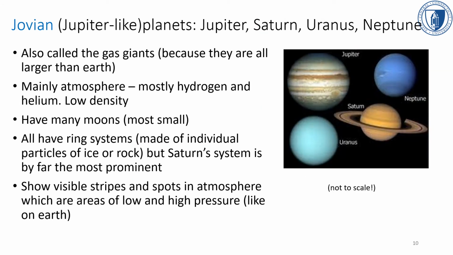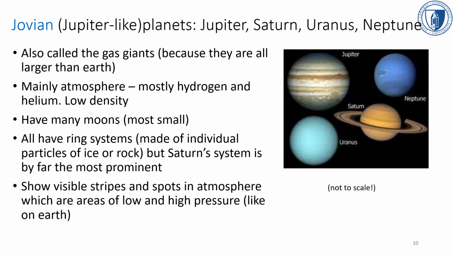The outer planets, the Jovian or Jupiter-like planets, Jupiter, Saturn, Uranus, and Neptune, are sometimes called gas giants because they're all much larger than the Earth. And they're really soft and squishy. They're mostly made out of gas, hydrogen, and helium. They have a low density. They have many, many moons, but most of the moons are very small.